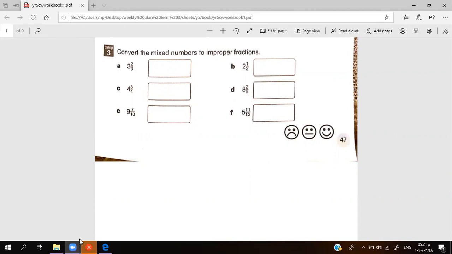So let's start. Today, we're going to start talking about the last thing in fractions. We already took how to turn improper fractions into mixed numbers. Now we're going to do the opposite, which is turning mixed numbers into improper fractions. Okay, please open page 47 in your workbook.